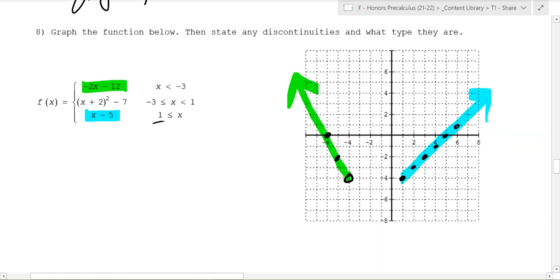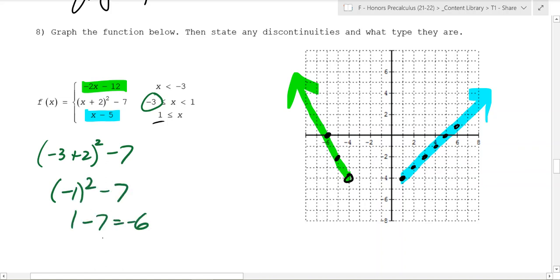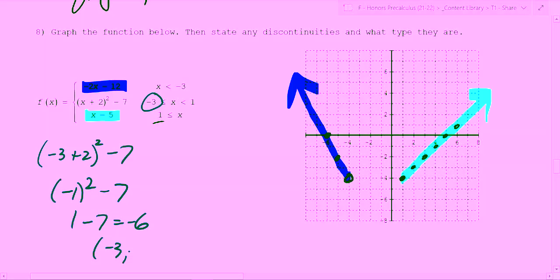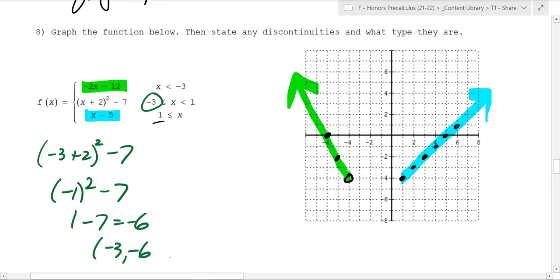Okay, that's great. So what about x plus 2 squared minus 7? What you want to do there is look at what happens when x is negative 3. So negative 3 plus 2 squared minus 7. That's negative 1 squared minus 7, so that's 1 minus 7, which is negative 6. So we know the point negative 3, negative 6 is there.